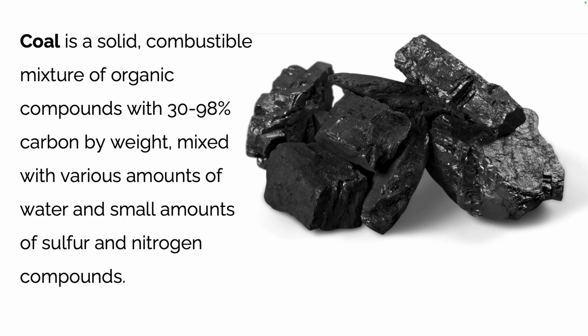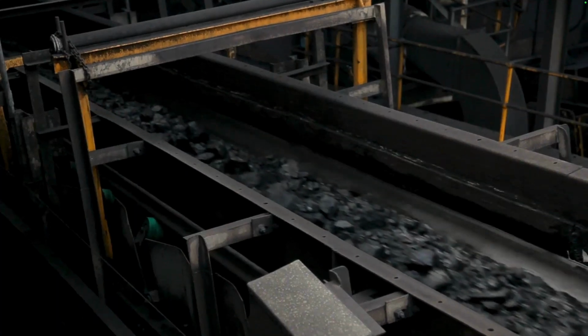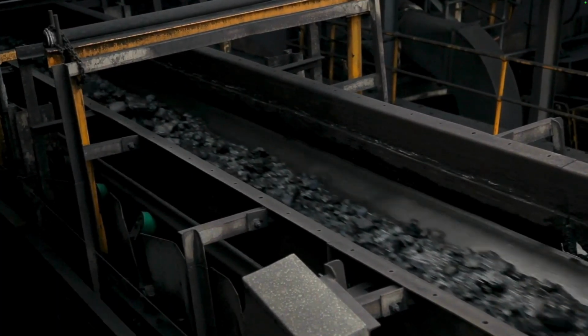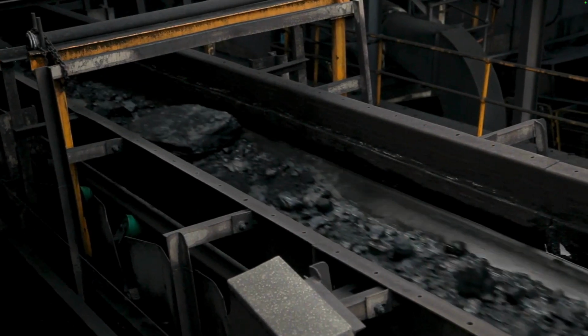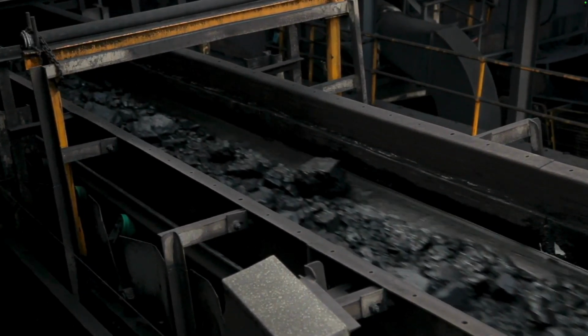Coal is a solid, combustible mixture of organic compounds with between 30 and 98% carbon by weight, mixed with various compounds of water and small amounts of sulfur and nitrogen compounds. Geologic activity raised the layers of coal and sedimentary rock closer to the Earth's surface, which makes it possible for us to dig it out. Coal is burned to produce electricity in power plants.